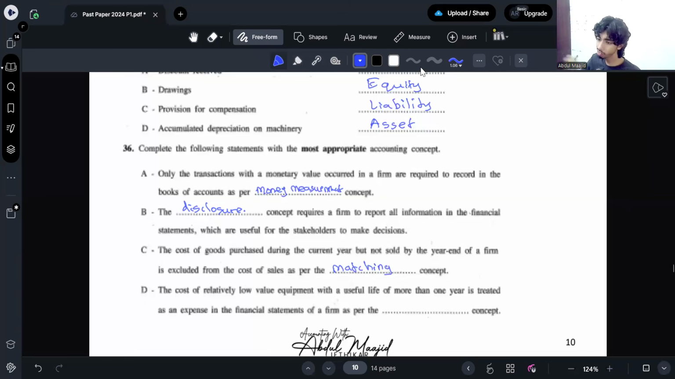D. The cost of relatively low value equipment with a useful life of more than 1 year is treated as an expense. Now, for example, a stapler has features of a non-current asset. You can use a stapler for more than a year, but will you consider it as a non-current asset? No, you will consider it as an expense because the value of it is very small, maybe like 300 rupees or something. So you consider it as an expense because of the materiality concept. Because it's not material, it's not important.